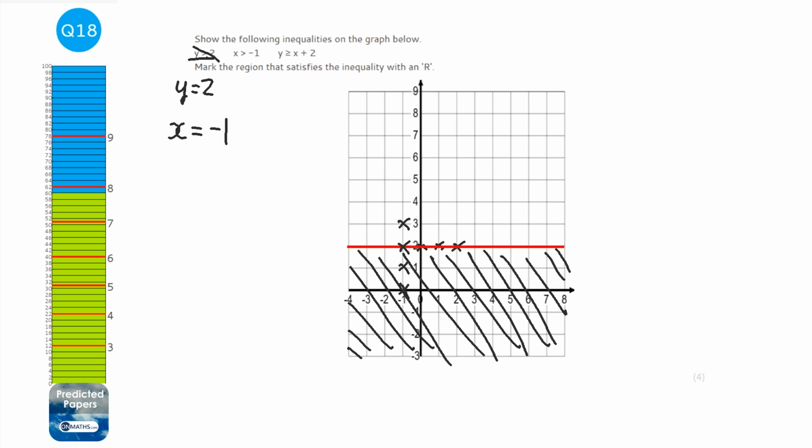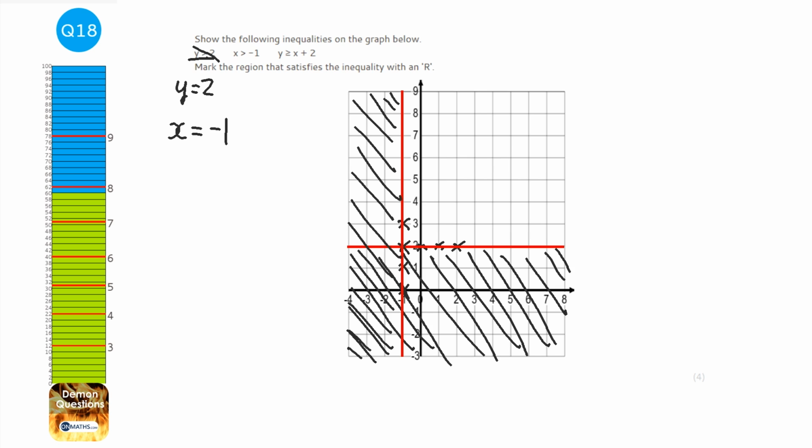So we want to do another one. And that's the line x equals minus 1. Okay, so where do we not want? Well, x is going to be greater than minus 1, so we don't want this bit at the side here. Now, on both of the ones we've done so far, y and x can't be on that line. So instead of a straight line, we should really do a dashed line to show that it actually can't be on that line. So I'm just going to make this a dashed line.